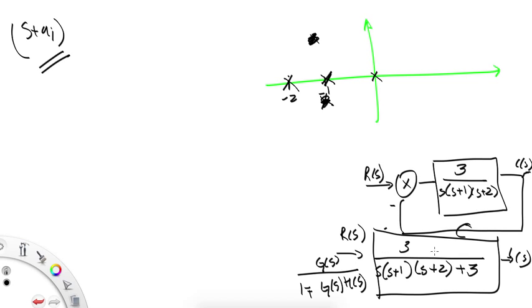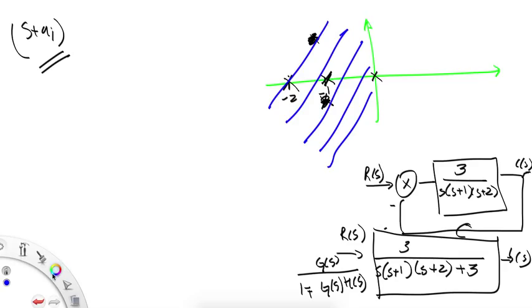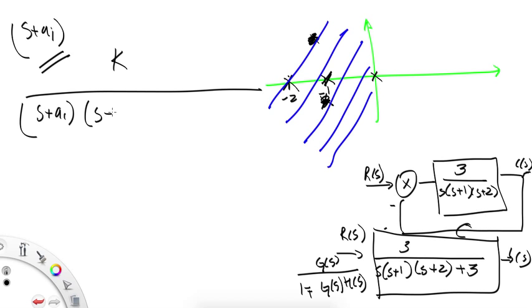Nevertheless, what we know is that if we have a forward transfer function whose poles lie on the left hand side of your plane, then this here is the left hand side of your plane. Then you can say that this transfer function is represented by some constant k, which can be any factor. It could be 100. In this case, it's 3, divided by (s plus a1)(s plus a2)(s plus a3), and so on all the way to (s plus an).